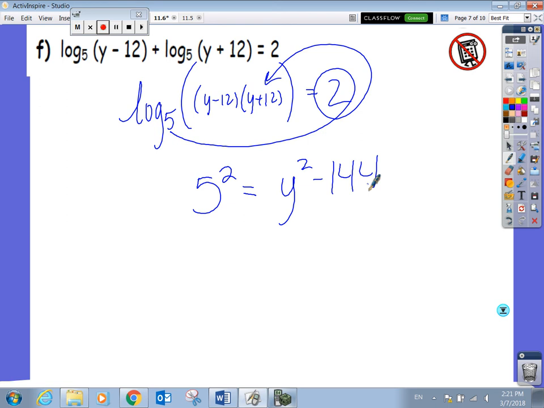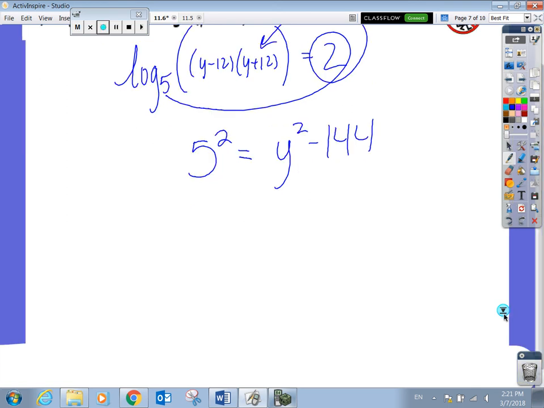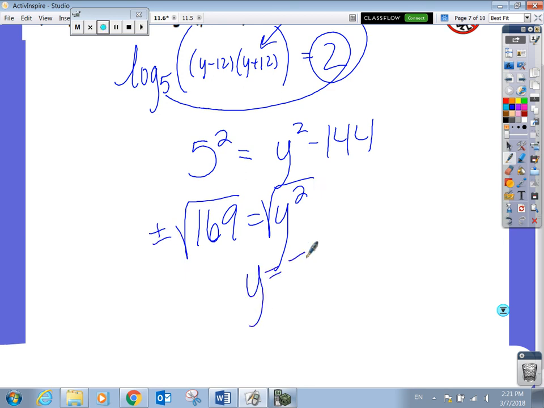Now you can either bring the 25 over and factor, or the 144 over and solve using square roots. I like square roots, and that's only because there's no y. A y squared and a constant, square roots. A y squared and a y, factor. So you get 169 equals y squared. Take the square root. When we take the square root, it's plus and minus. So y equals plus or minus 13.